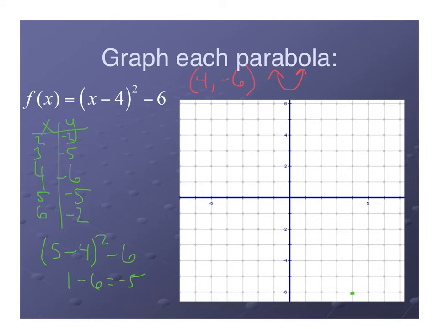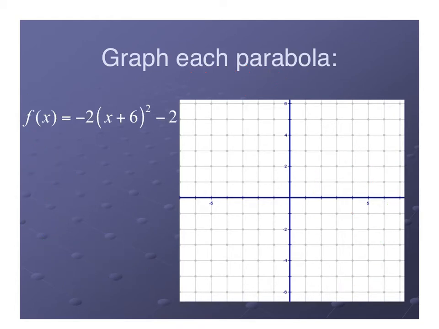Let's plot these points. Got my points plotted. Let's connect them with a nice curvy parabola. Oh, that's good right there. Let's see if we can talk about that axis of symmetry again. Well, my axis of symmetry would be right through the vertex at x equals 4, just like our x-coordinate of the vertex. I like it.